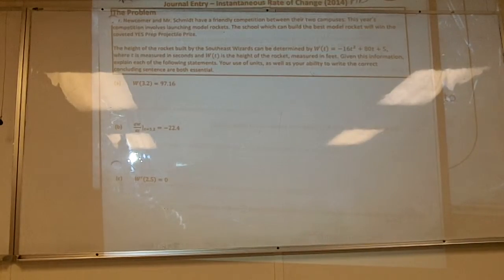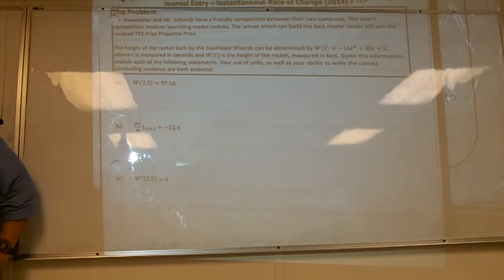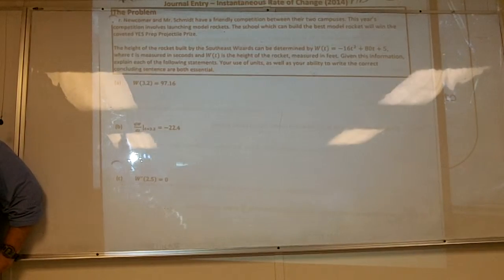Guys, the height of the rocket built by the Southeast Wizards can be determined by W of t equals -6t squared plus 80t plus 5, where t is measured in seconds and W of t is the height of the rocket measured in feet. Given this information, explain each of the following statements. Your use of units as well as your ability to write down the correct concluding sentence are both essential.